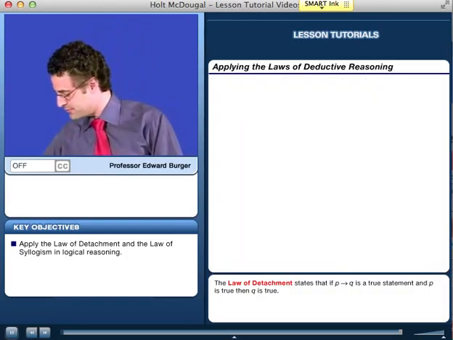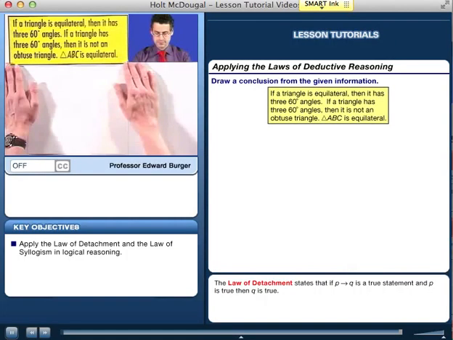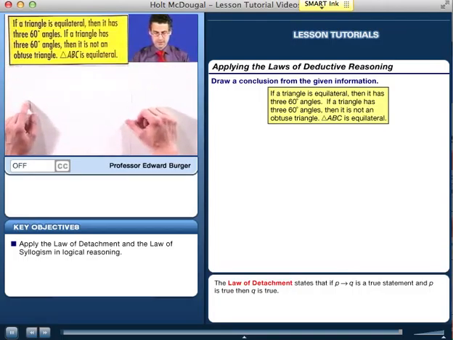All right, how about this one? If a triangle is equilateral, then it has three 60-degree angles. We're given that. We're also given that if a triangle has three 60-degree angles, then it is not an obtuse triangle. And finally, we're given that triangle ABC is equilateral.